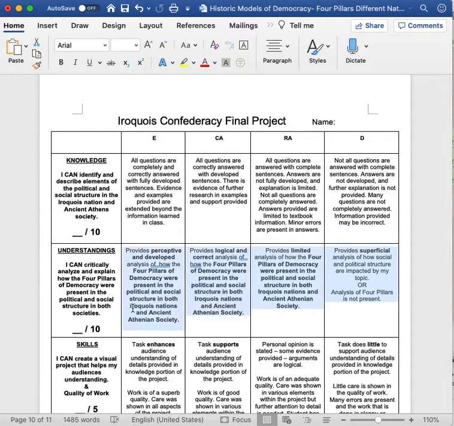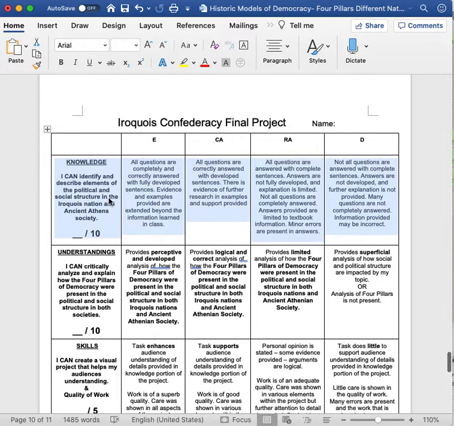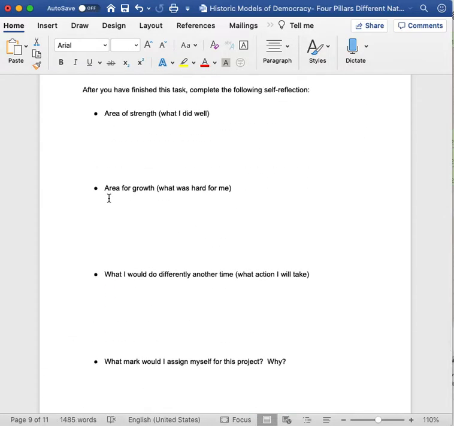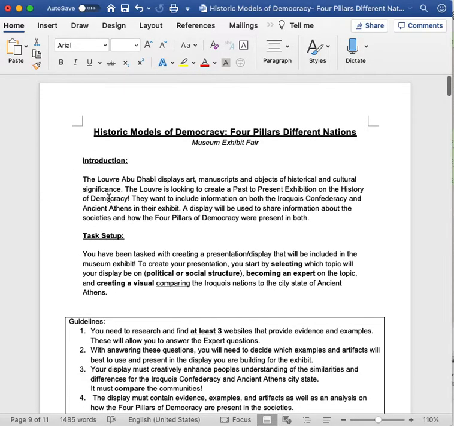Do you have the pillars of democracy present in your visual? Do you have the basic questions, like the roles and responsibilities of men and women, on your visual? So you need to do both. Your visual can't just be an image. It needs to contain some information too. Okay, so I hope this helps a little bit.